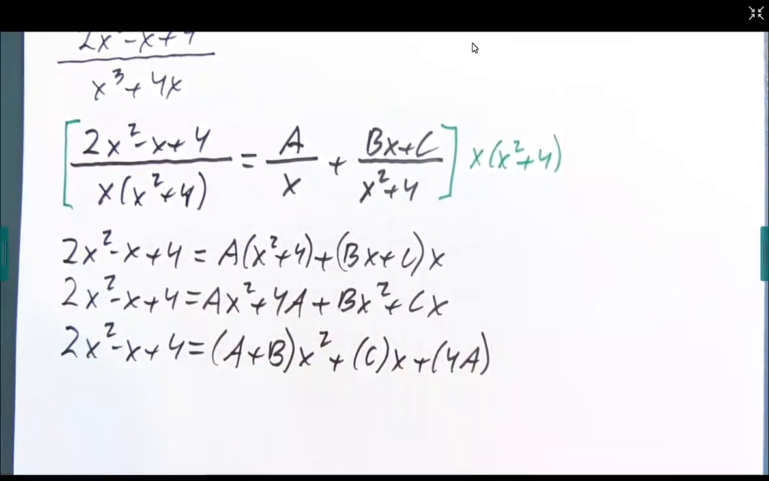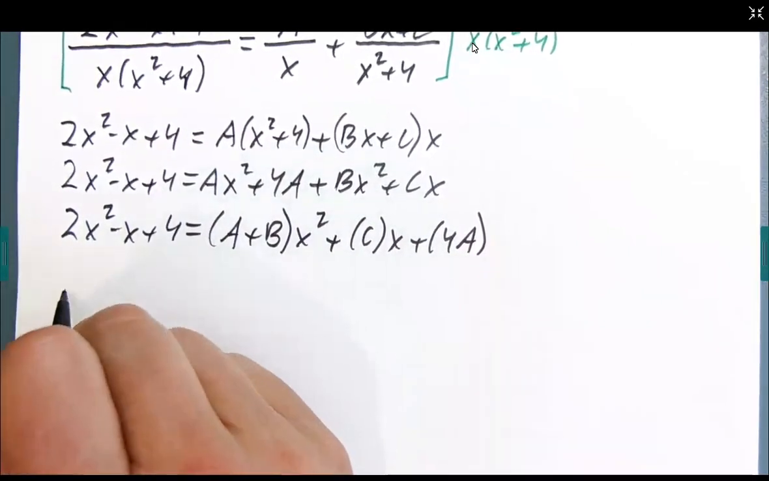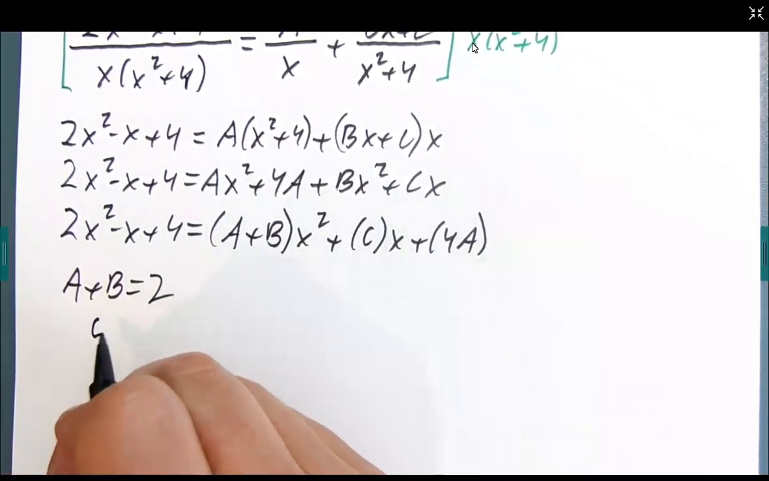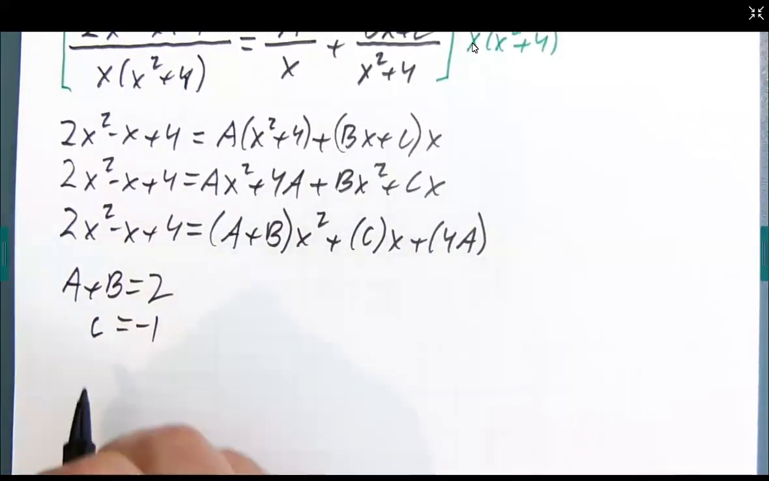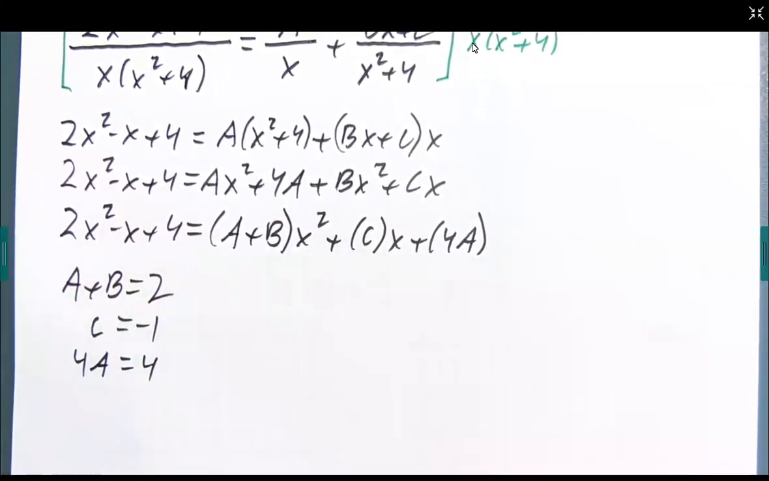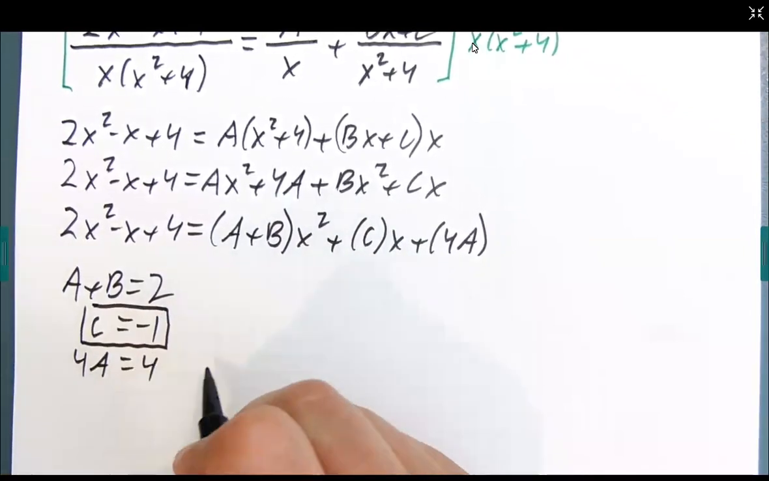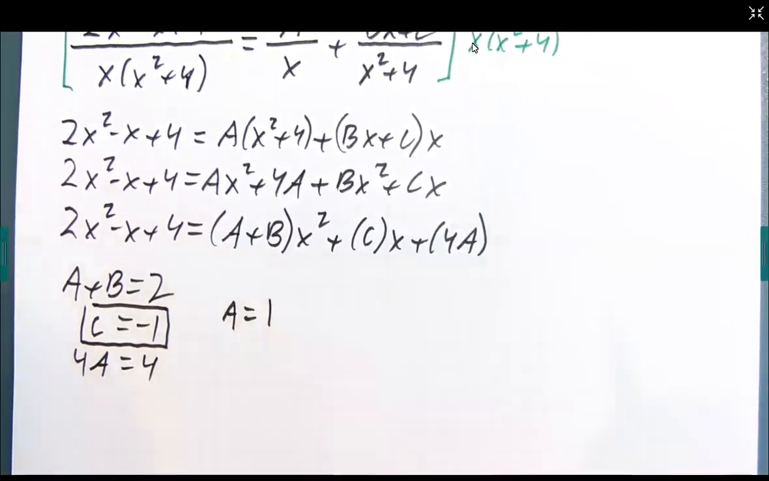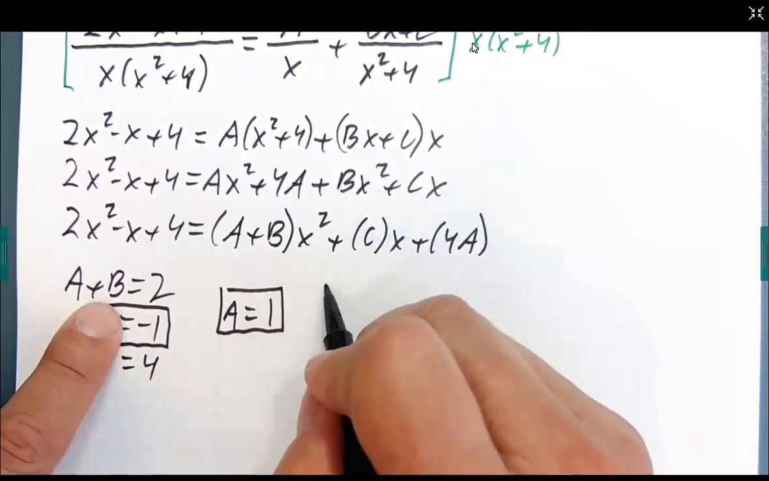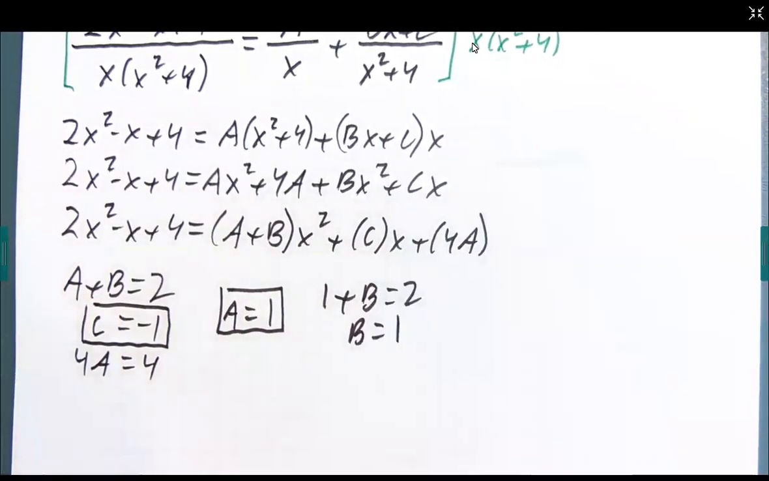That is going to match up quite nicely. So a plus b equals 2. C equals -1, very nice, for a equals 4. That's nice. That means that, here's one of mine. This means that a is 1. Plugging that into here, 1 plus b equals 2, which means b equals 1.